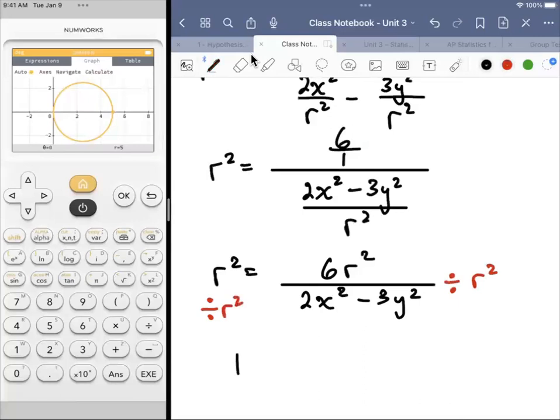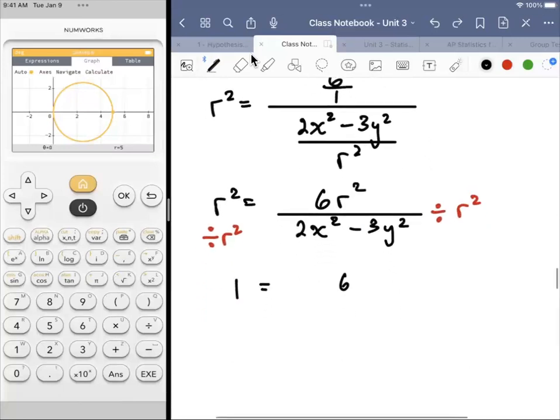All right, so I get 1 on the left side and 6. So basically cancel to 1. All right, it gets a little messy when I do it that way, so I'm not going to, but that's essentially what's happening there. 2x squared minus 3y squared.